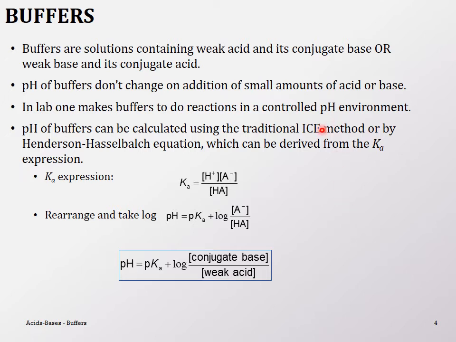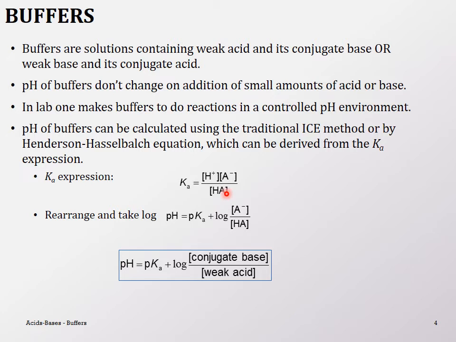Then we can calculate the pH of buffers using our traditional ICE method, which uses the equilibrium constant, and what we derive from there is the Henderson-Hasselbalch equation. Let me take you through the Ka expression first, because this is what you are aware of. Ka is the product concentrations divided by the reactant concentrations. That is what we've done so far.